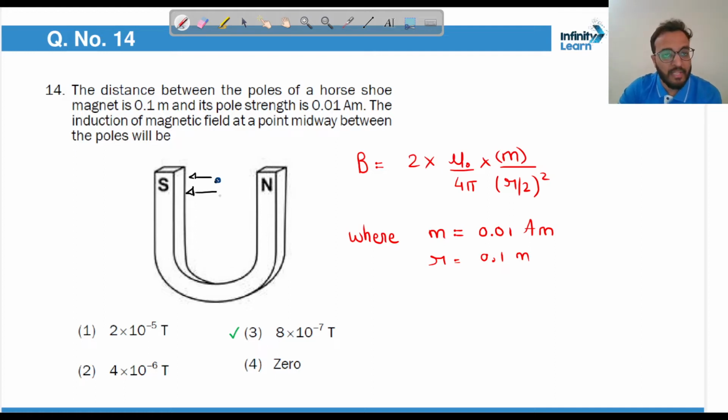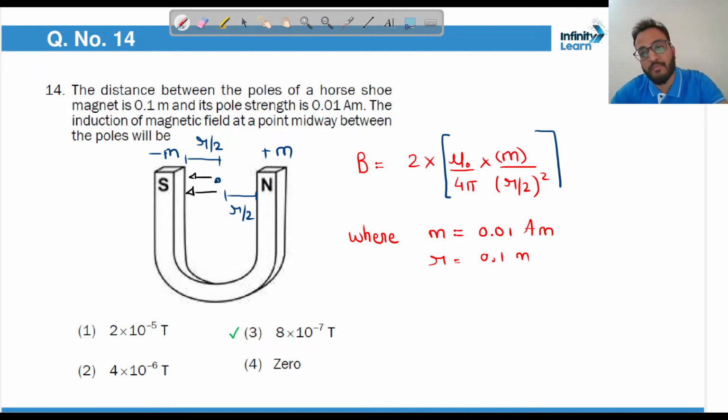Now here they are asking you to find the magnetic field here. Obviously this is minus m, this is plus m. The distance where you want to find the magnetic field is r by 2 from both ends. The magnetic field because of one pole will be mu naught by 4 pi into m upon distance whole square, r by 2 whole square. Now, the south pole will produce a magnetic field towards itself and the north pole away from itself. Both fields will be in the same direction. That is why I have multiplied by 2 here, because they will be added.